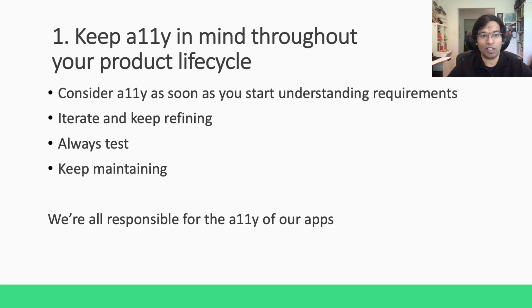You want to always test, and this means validating your product beforehand with user groups, testing it with as many devices and configurations as possible when you've actually implemented it, and testing it with as many different users as possible, and always keep maintaining your accessibility. We're basically all responsible for the accessibility of our apps, and it's your responsibility as engineers and part of a product team to raise any concerns you have up.